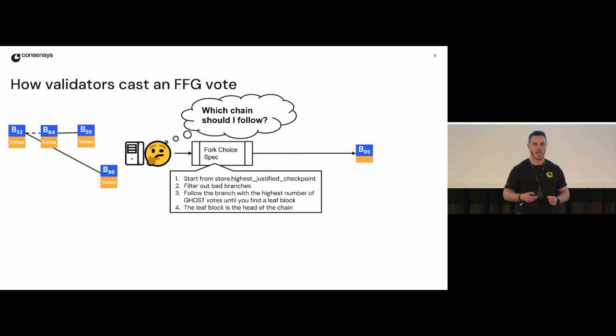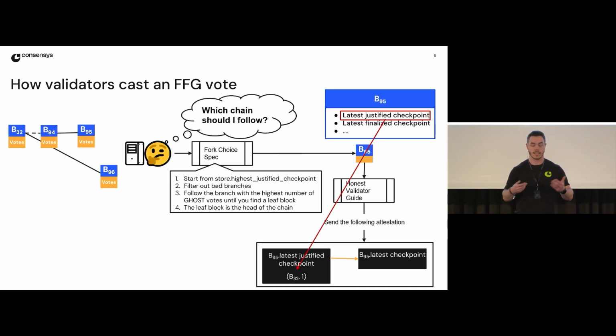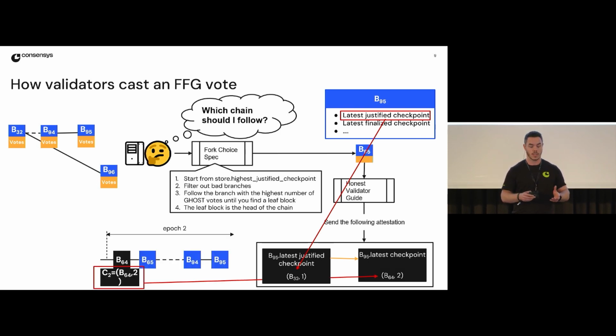Now, let's say B95 is our head of the chain. Then we follow the honest validator guide, which tells us how to vote. To vote, we need to take the latest justified checkpoint according to the state of the head block. This is our source checkpoint, and the target checkpoint is the latest checkpoint in the chain. So for example, in this case, the latest justified checkpoint in the state of B95 is B32.1, and the latest checkpoint is actually B64.2. This means that the vote that the validator will cast will be between checkpoint B32.1 and checkpoint B64.2.